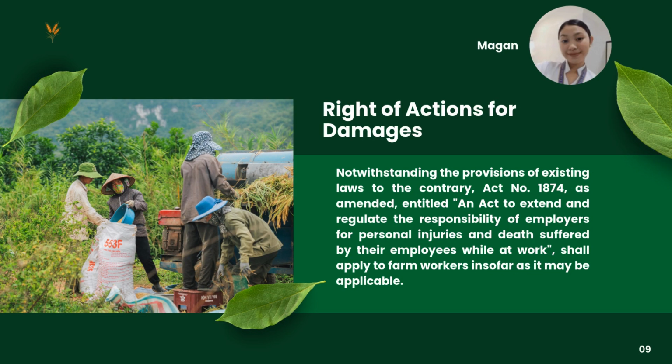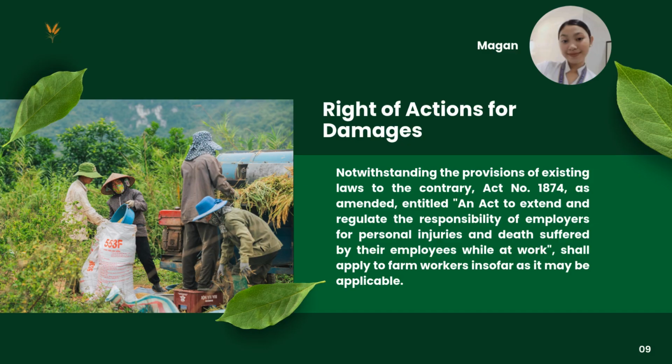The eighth one is right of actions for damages. Notwithstanding the provisions of existing laws to the contrary, Act of 1874, as amended, entitled an act to extend and regulate the responsibility of employers for personal injuries and death suffered by their employees while at work, shall apply to farm workers insofar as it may be applicable.